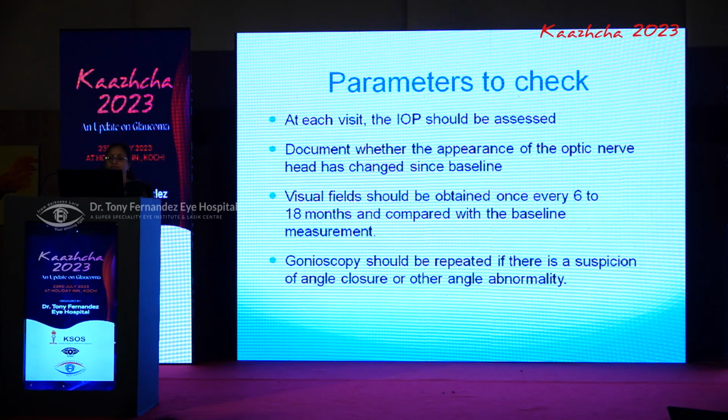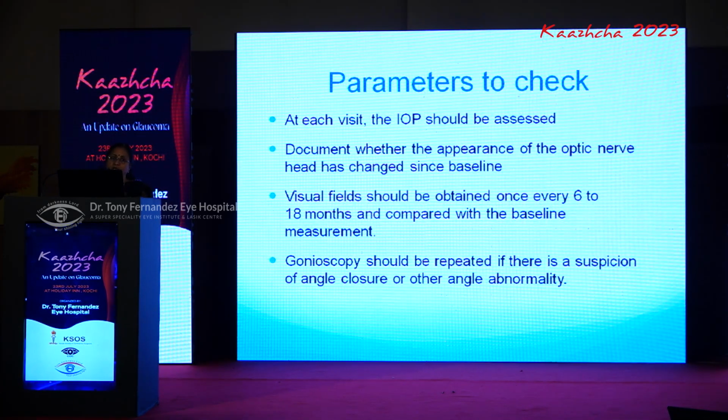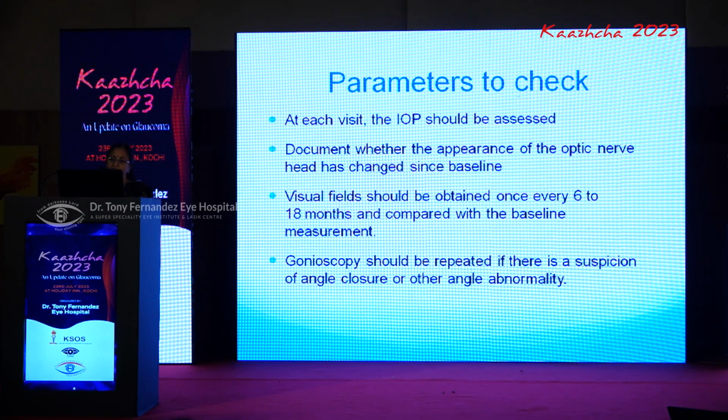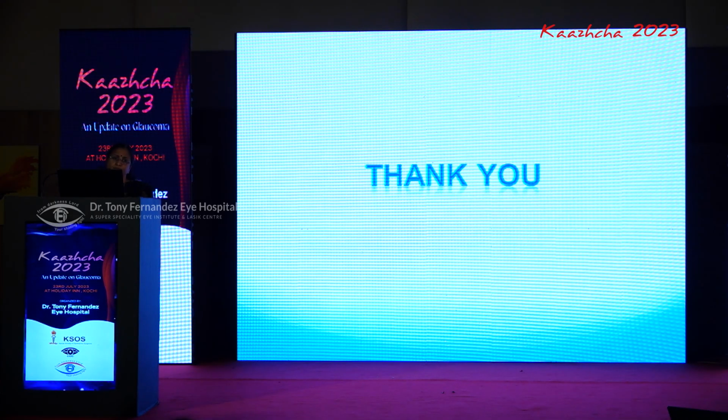And at each visit, you should assess the IOP and always document whether the appearance of the optic nerve head has changed since baseline. And visual fields also should be done every 6 to 18 months and compared with the baseline measurement. And gonioscopy also should be repeated if there is a suspicion of angle closure or any other angle abnormality.